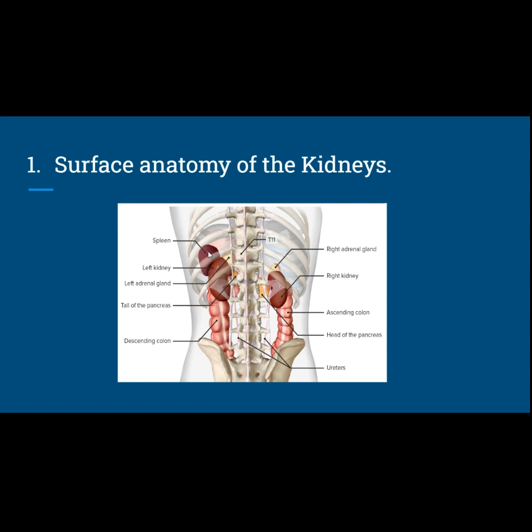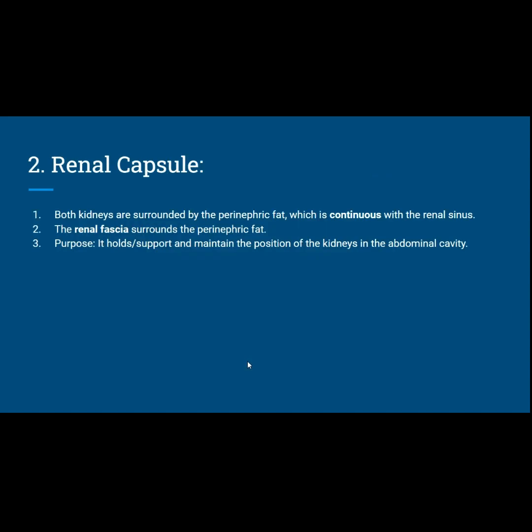You see the spleen right here on top of the left kidney. You also see the tail of the pancreas right there. You also see the relation of the left kidney with the descending colon. On the right kidney, you see the right adrenal gland on the top. You'll see the ascending colon right here and the head of the pancreas in relation with the right kidney, and you also see both ureters going down to the urinary bladder.